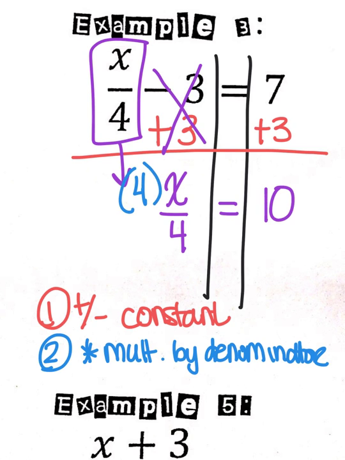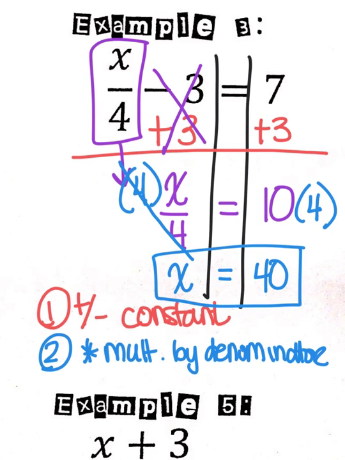So multiply this side by 4. Multiply the other side by 4. Notice I'm using the parentheses to delineate that we're multiplying. Okay. Those 4's cancel out on the left-hand side, leaving me with just x. x equals 40. 10 times 4 gives me 40.